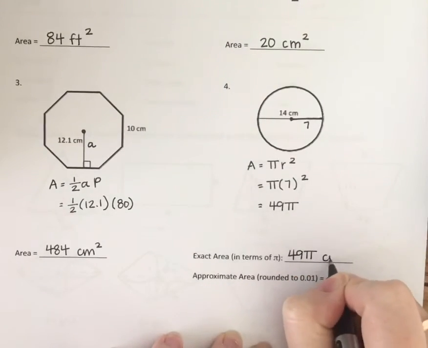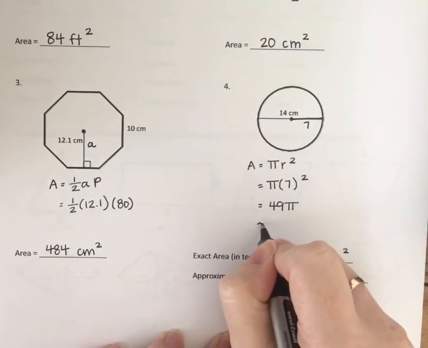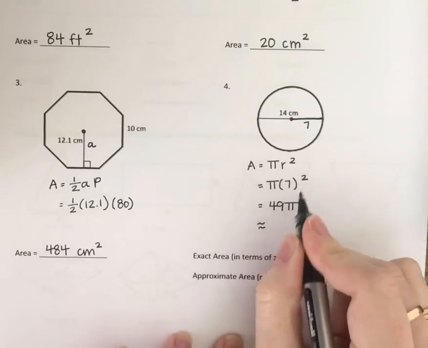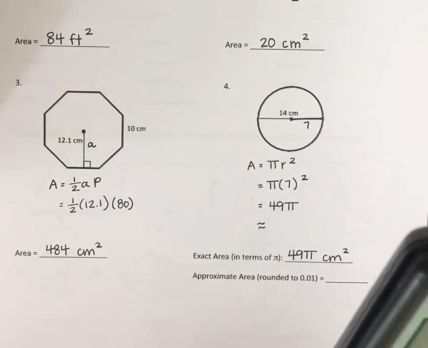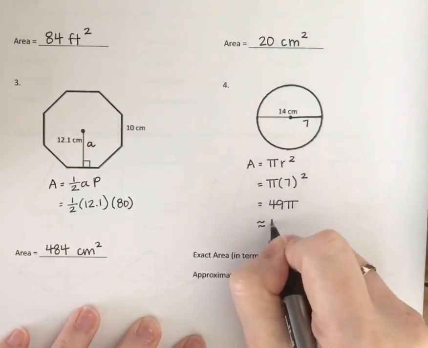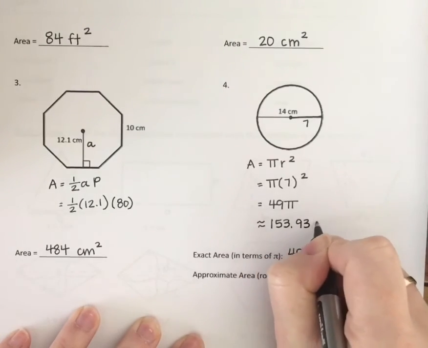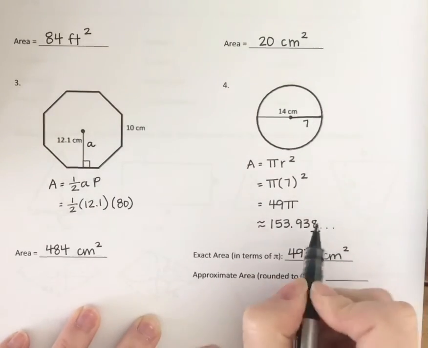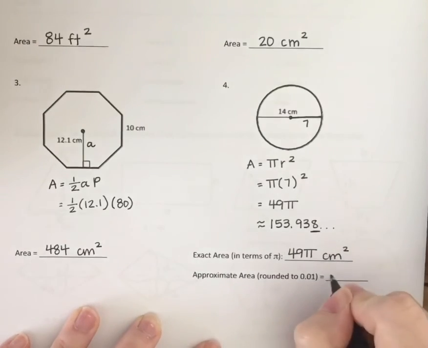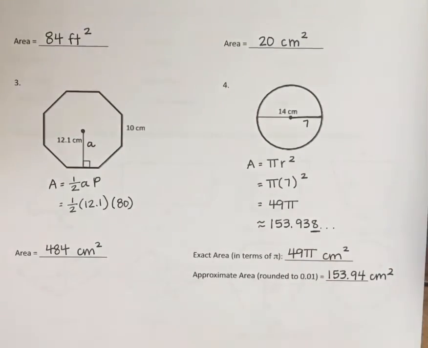This is centimeters squared. And then the approximate area rounded to the hundredths place, I'm just going to plug that whole thing into my calculator, either this one or this one, it doesn't matter. So pi times 7 squared, or 49 pi, is going to give me about 153.938. So that 8, we need to look at the thousandths place, is going to make this round up to 153.94 centimeters squared. All right, and that's basic area.